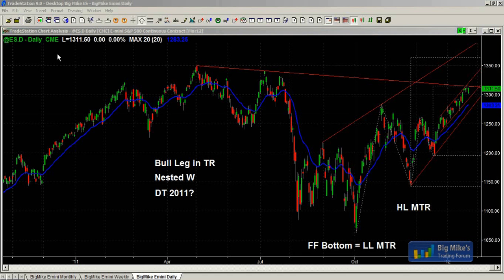Don't use the wicks for measured moves on notes, and we are there at the move. Yeah, I always pay attention to the wicks or tails.